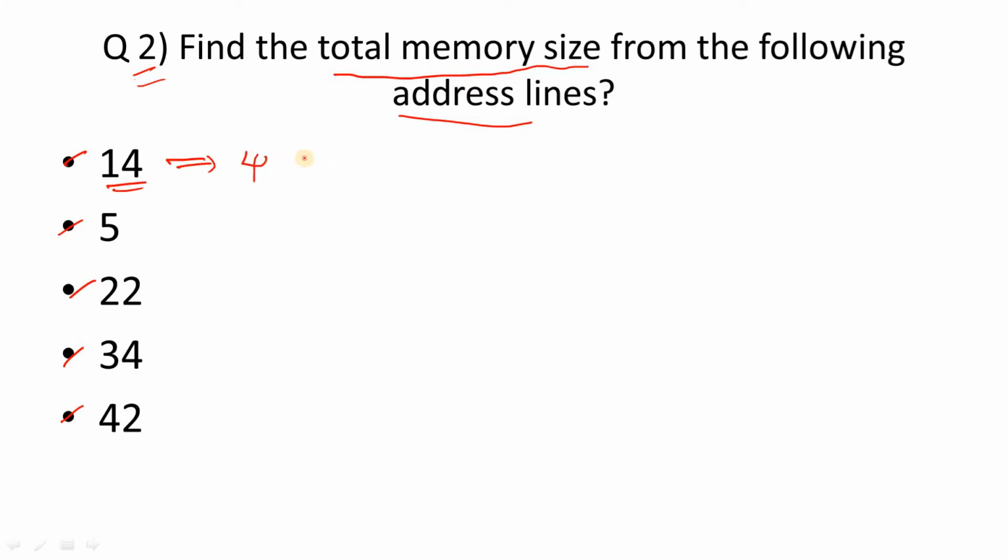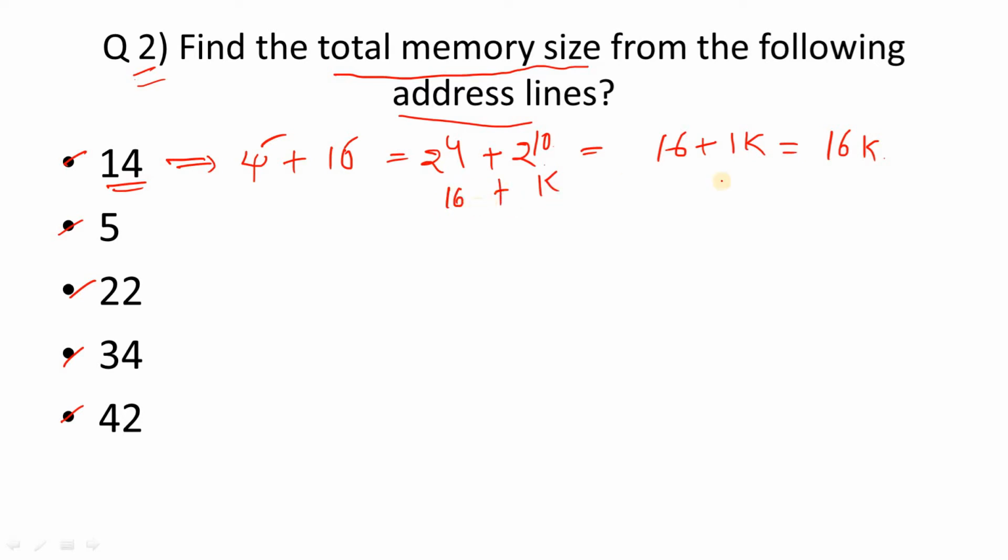The 14 address lines can be divided into 4 plus 10, that means 2 power 4 and 2 power 10. So 2 power 4 is 16, and 2 power 10 is 1K. So that is 16K. The size of the memory is 16K, so from the 14 address lines, we are accessing 16K memory.